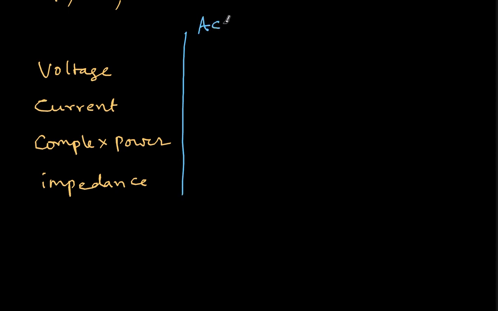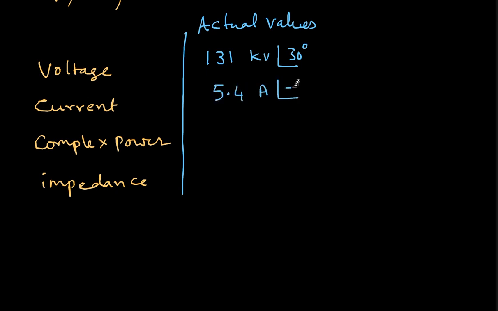So let's take actual values. This is an example. So let's say the actual voltage is, let's say, 131 kilovolts at an angle of 30 degrees. So this is 131,000 volts or 131 kilovolts at an angle of 30 degrees. Now let's say current may be 5.4 amperes at an angle of minus 25 degrees. So again, this is a complex number.